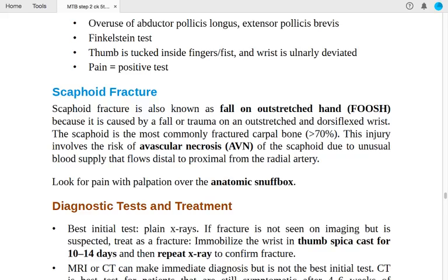In the base of this box there is the radial artery, right? And this snuff box is not an anatomical structure, actually it's just formed by the tendons of especially the index finger and the thumb. So you have to look for pain with palpation of the anatomic snuff box. If pain is there, it means that there are chances of a scaphoid fracture.